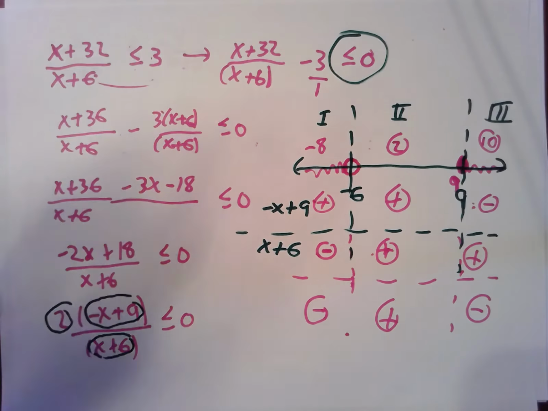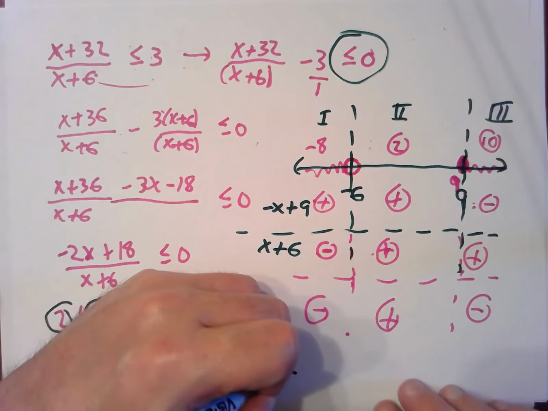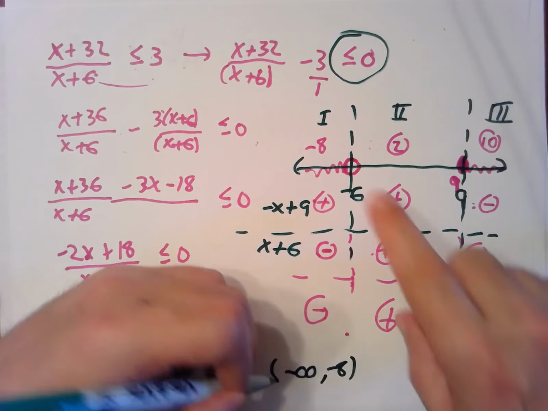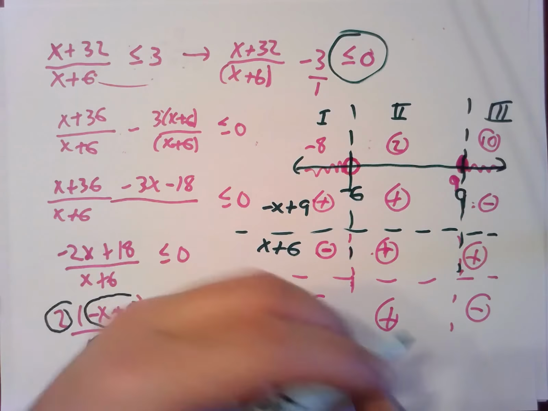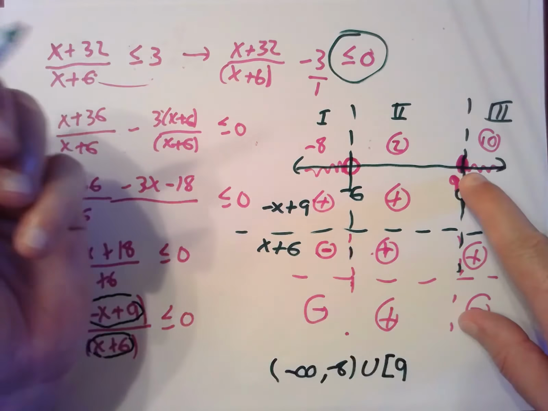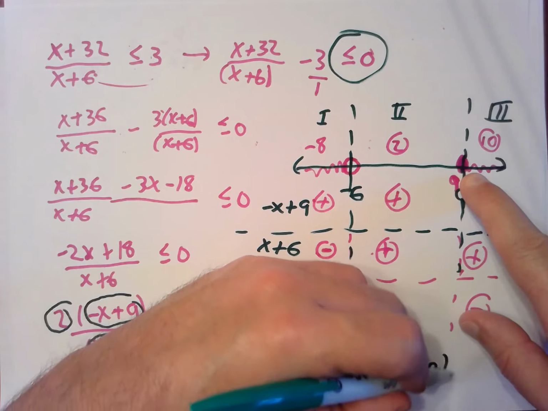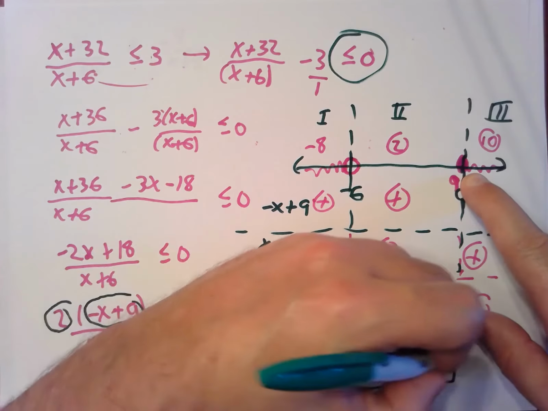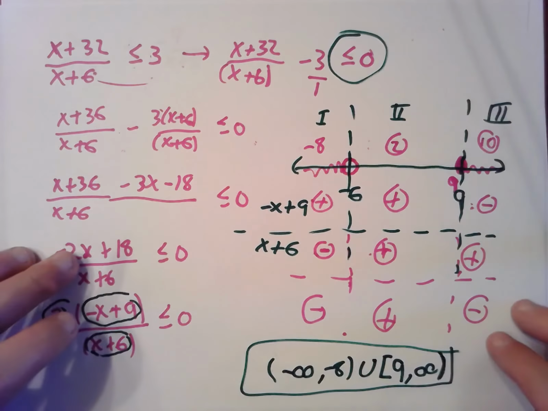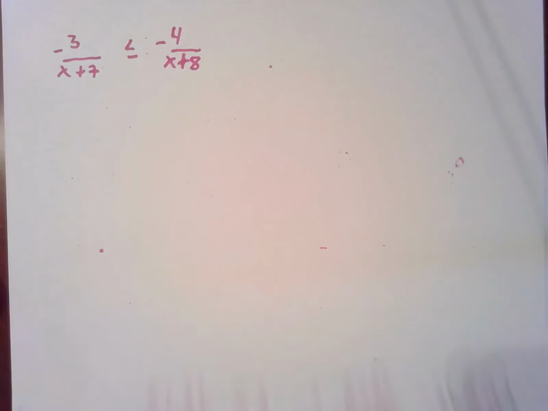Okay, now we write down the answer. This is negative infinity to -8. Open circle, so parenthesis. Union, 9, bracket, because of the closed circle, to infinity. Remember, infinity always gets a parenthesis. Okay, one more example that's honestly a little worse than that one.